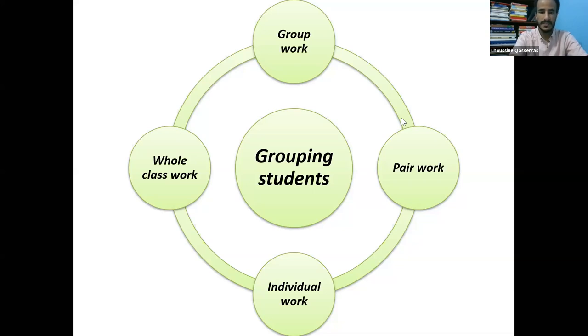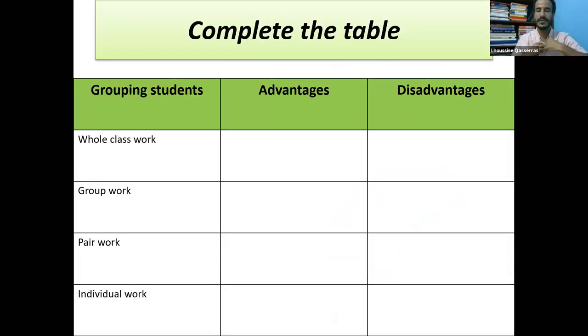So let's see the next slide, sir. Here, I want you to complete the table. Here we have grouping students: whole class work, group work, pair work, individual work. Then, of course, for each type, there are advantages and disadvantages. Let's start with whole class work. We are going to do it together. Then I'm going to give you some time for group work, pair work, individual work.